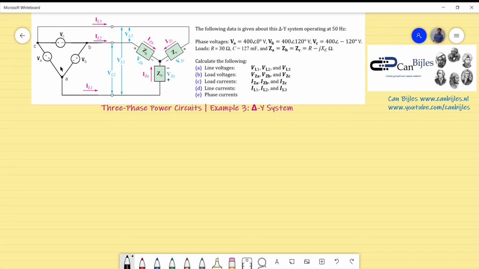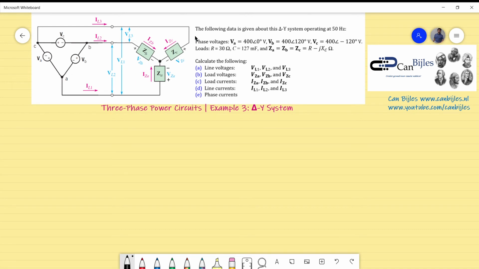Hi everyone and welcome to this new video about three-phase power circuits. This is our example number 3. In this example we will consider a different system. In this case we have a delta connected source and a Y connected load. So we have a delta Y system as shown here.